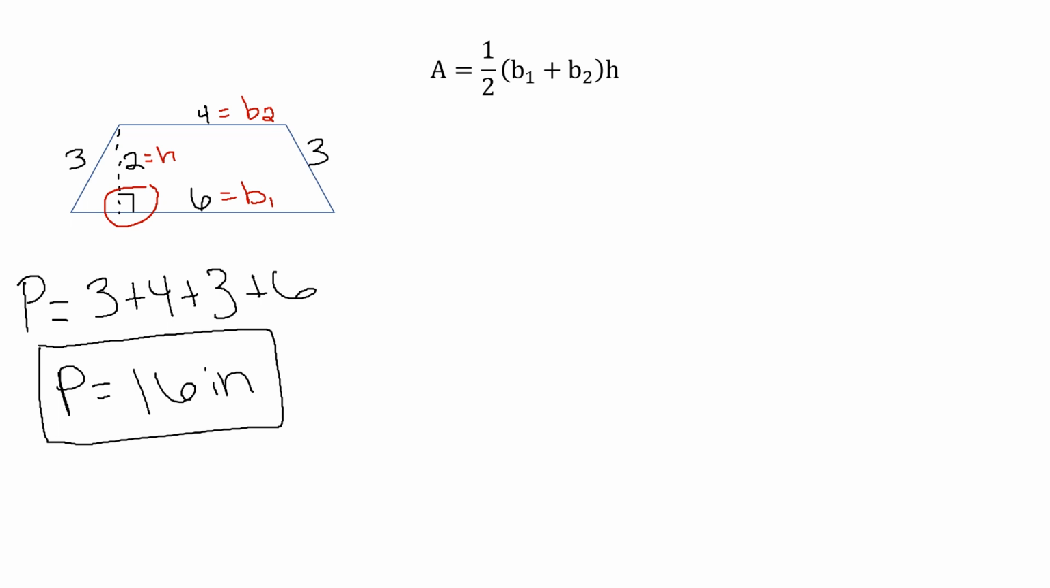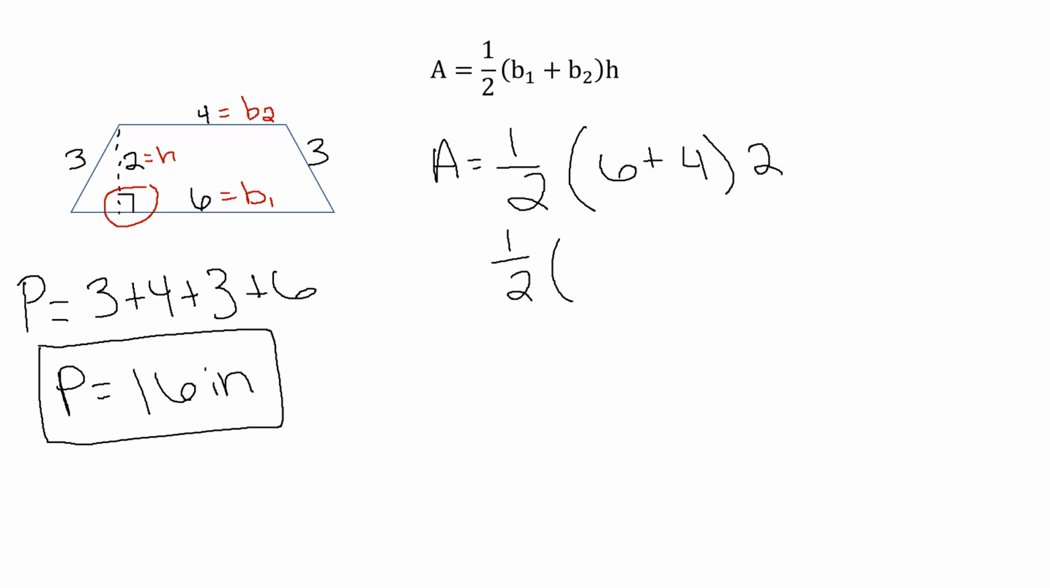So I'm going to just plug my values in. Area equals 1/2. Base 1, we're going to use as 6. Base 2, we're going to use 4 times height, which is 2. And now we can use order of operations to solve them, or you guys have your calculator, so you can just plug it in. I'm going to work it out so you can see what we're doing.